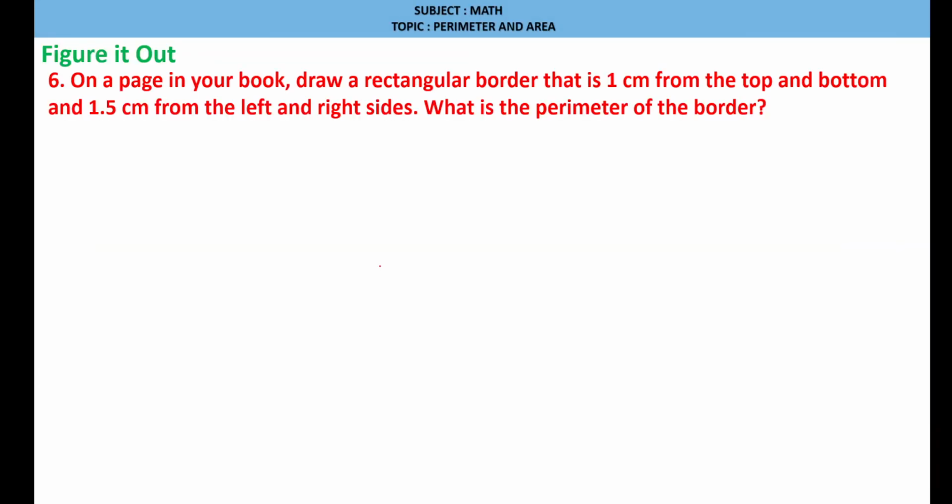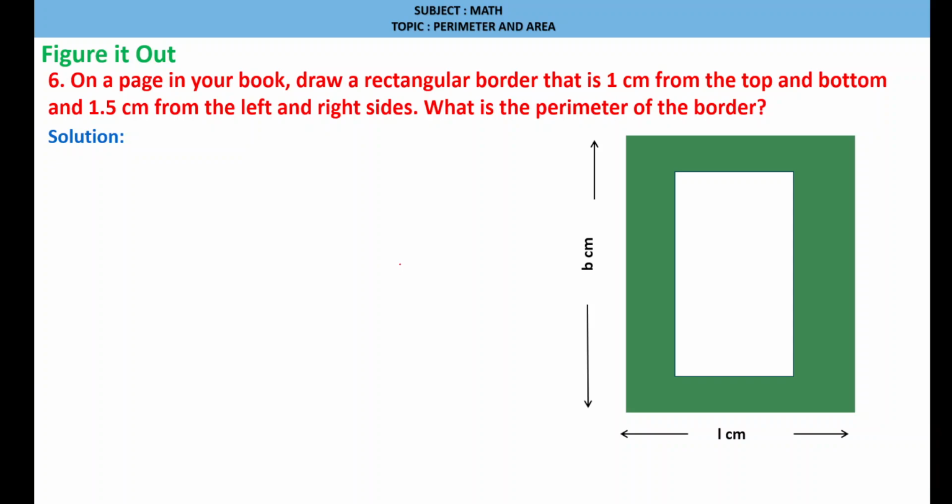Question number 6. On a page in your book, draw a rectangular border that is 1 centimeter from the top and the bottom and 1.5 from the left and right. So, what is the perimeter of the border? We have to take a rectangular book and draw a border on it.